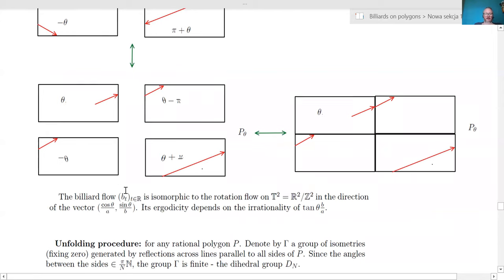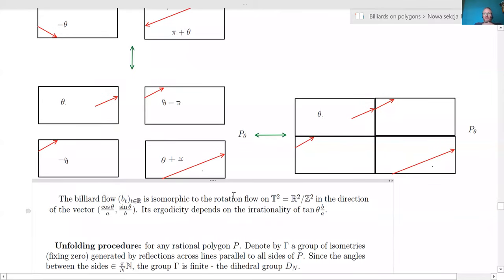And the restricted billiard flow now is isomorphic to the rotation flow on the torus. We can rescale the size of the torus to be the standard torus. And then the direction of the motion is given by the following vector. As we know, all dynamical properties of such rotations depend on the value of the ratio of the two numbers. So it depends on the value of this number.